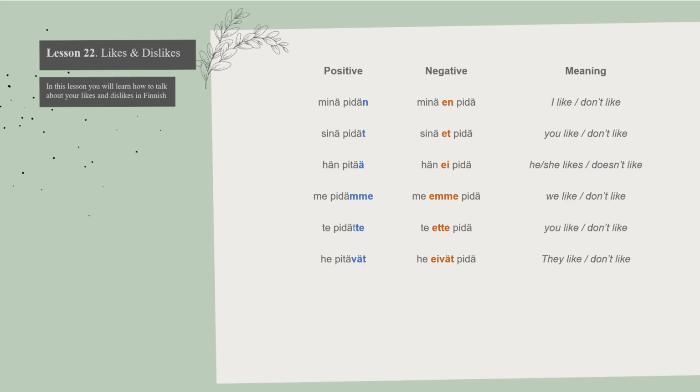Me pidämme. We like. Me emme pidä. We don't like. Te pidätte. You like. Te ette pidä. You don't like. He pitävät. They like. He eivät pidä. They don't like.